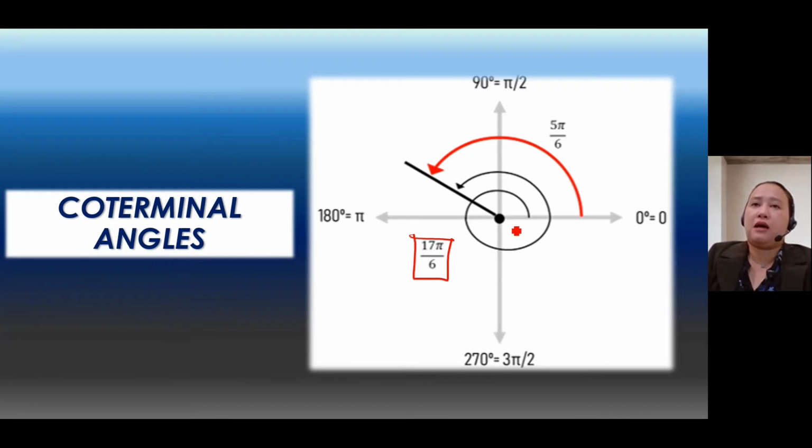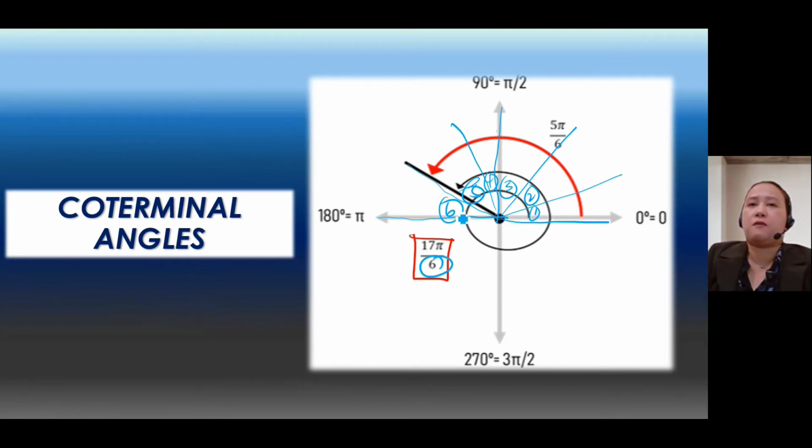So 17 pi, we do have the denominator of 6 if you would like to graph it. So it means that we're going to divide 0 up to pi into 6 parts. So we have 1, 2, 3, 4, 5, 6. But then remember what we need is 17.